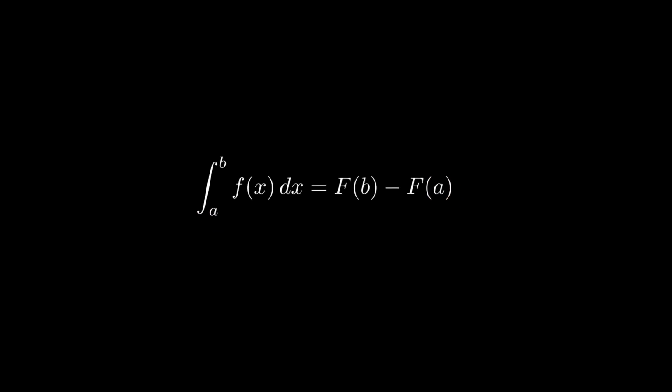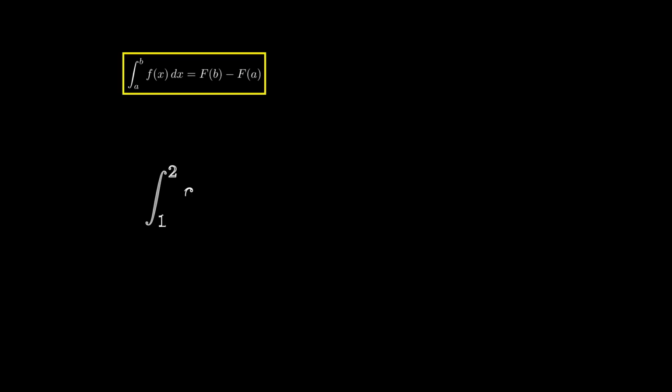So let's say our integral goes from 1 to 2 and we have the function 6x squared. So the antiderivative is just 2x cubed. So if we plug in the limits, we get 2 times 2 cubed minus 2 times 1 cubed, which is basically just 14. Alright, let's do another example, shall we?